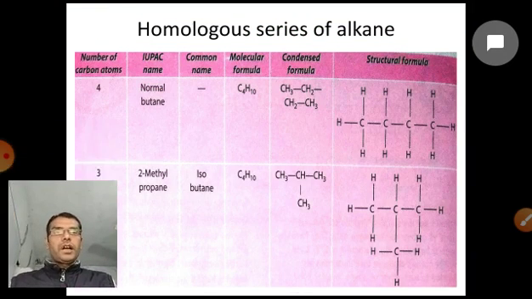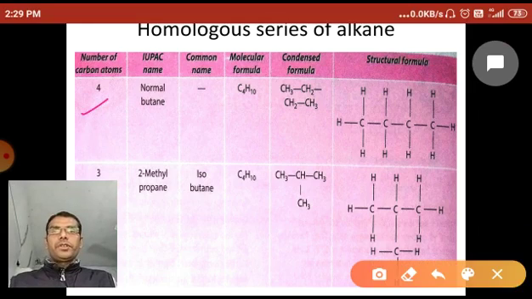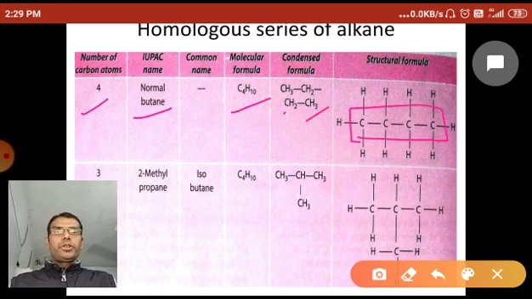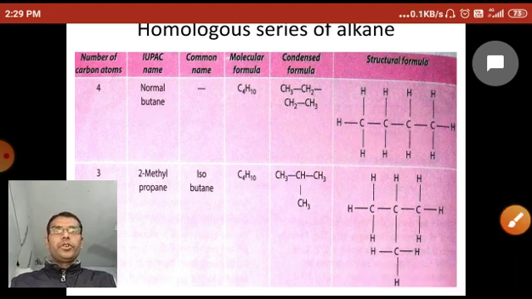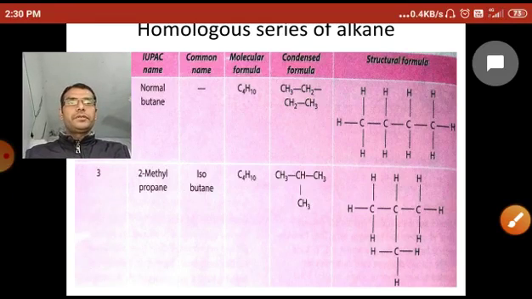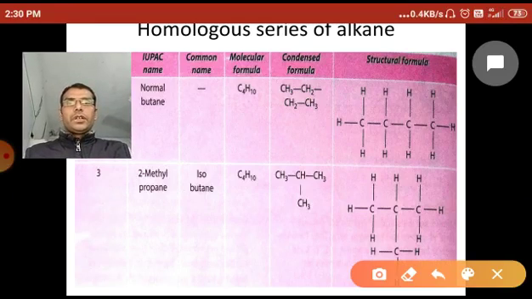Now next, if the number of carbon is 4, then butane, formula C4H10, condensed formula CH3CH2CH2CH3, with 4 carbons combined with each other by single covalent bonds. Now if the number of carbon is 4, there is another compound.